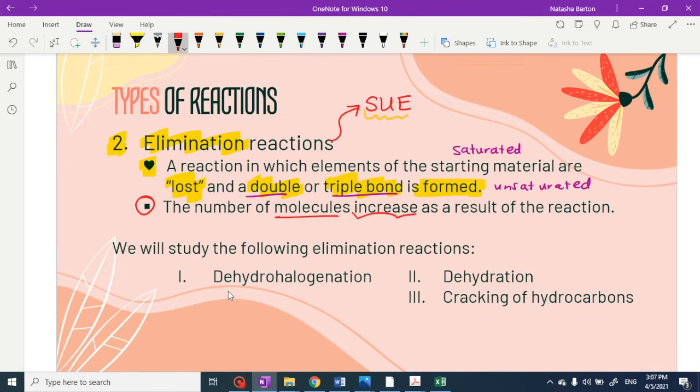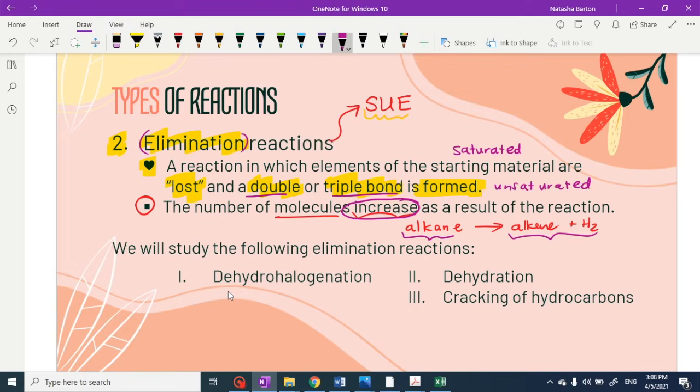So for example, if we start off with an alkane and we have a reaction and in the end we end up with an alkene plus H2, because we've removed 2 hydrogen atoms from our alkane. Notice we start off with one compound and in the end we have 2 different types of molecules, 2 different types of compounds. There's an increase in the number of molecules as a result of this reaction, and therefore we sort of know that this might be an elimination reaction.